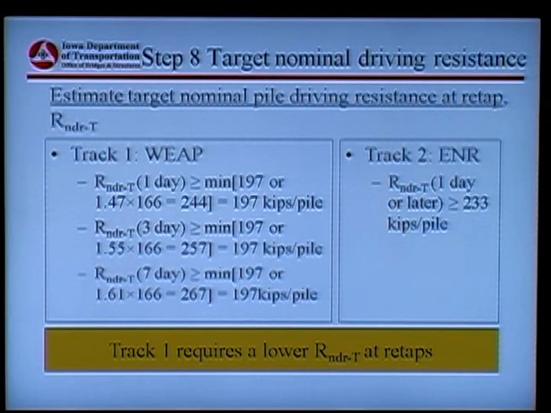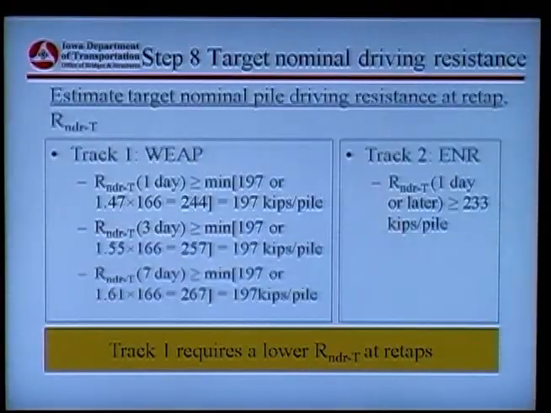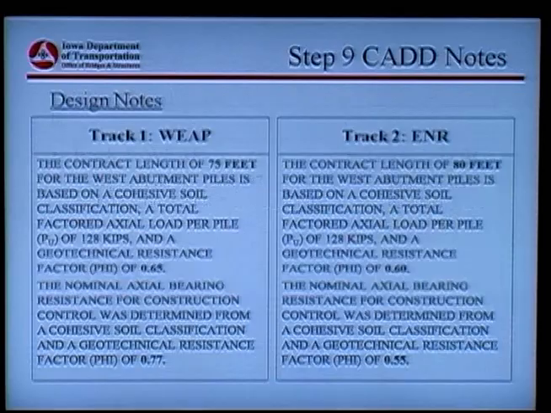So again, if you were to retap the pile, what will be the target driving resistance at 1 day, 3 days, or 7 days? If you use the WIP, the number is 197 kips as compared with 233 kips per pile using ENR. So lower target resistance at end of driving, lower target resistance during retap, if we use WIP as the construction control.